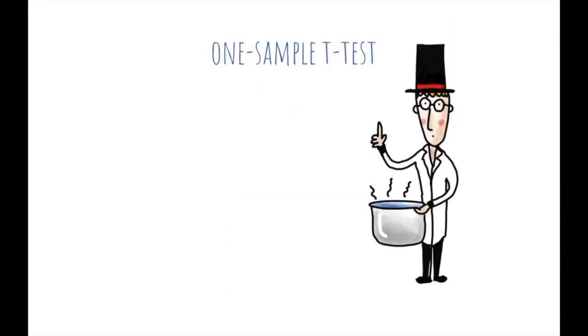The first one is one-sample t-test. A one-sample t-test compares a sample mean and a known population mean to determine whether the difference between the two means is statistically significant or occurred by chance alone.